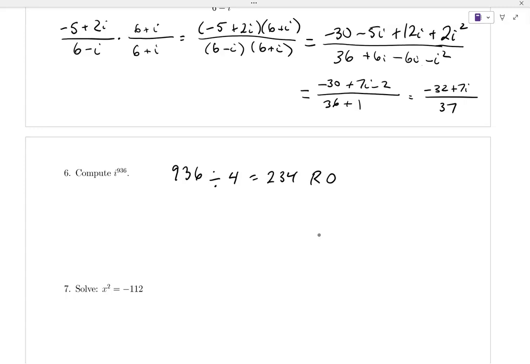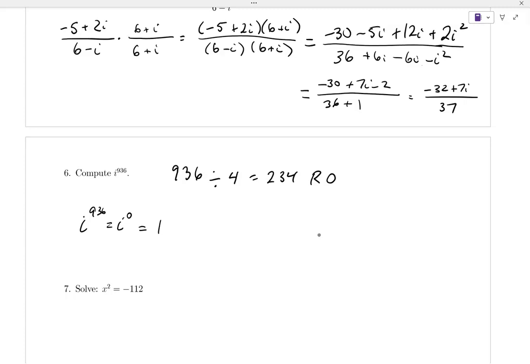So that means that your i to the 936th power is the same thing as i to the 0 power. It's the same as the remainder. Anything to the 0 power is always what? No matter what number you take to the 0 power, you always get 1. Good. So i to the 0 is 1.